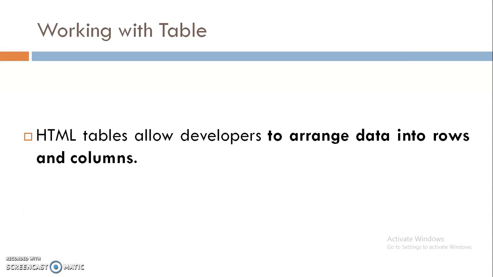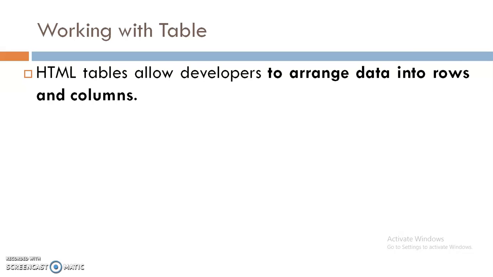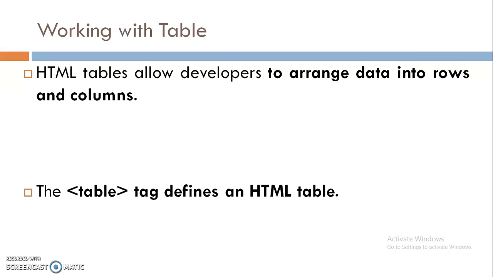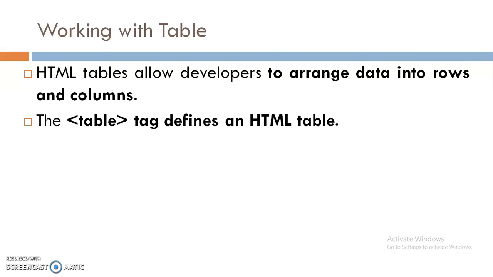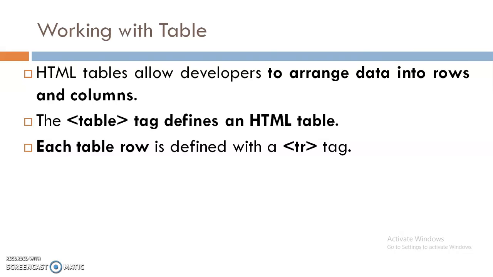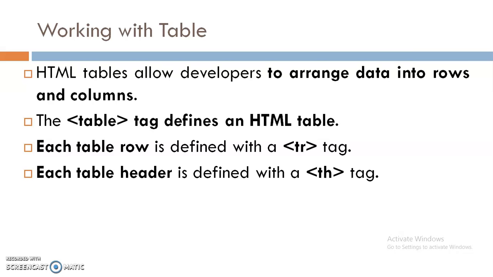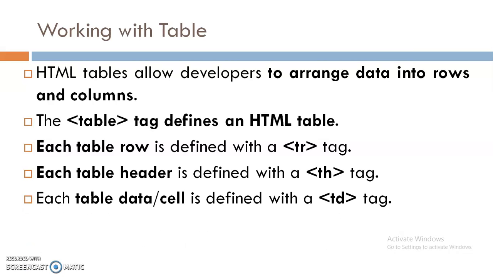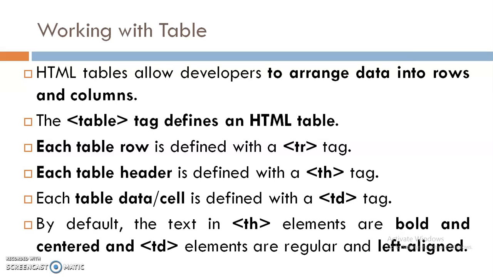First of all, working with table. HTML tables allow developers to arrange data into rows and columns. For an HTML table, the table tag is used. Each table row is defined with a tr tag. Each table header is defined with a th tag. Each table data or cell is defined with a td tag. By default, the text written in th elements is bold and centered, and in td elements is regular and left aligned.